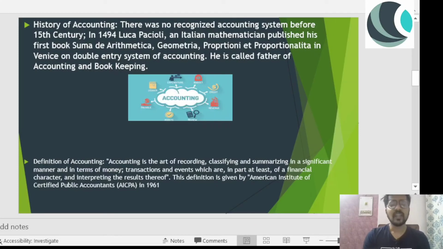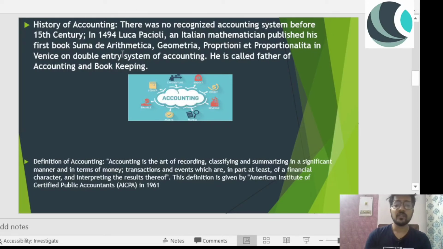And interpreting the result thereof. So that's how the hierarchy moves. First, you have to record the transaction, then you have to classify it, and then you have to finally summarize those transactions. This is the definition of accounting given by the American Institute of Certified Public Accountants, AICPA, in 1961. So this was given quite a few decades ago. This is the definition of accounting: art of recording, classifying, and summarizing. This is the definition, right?